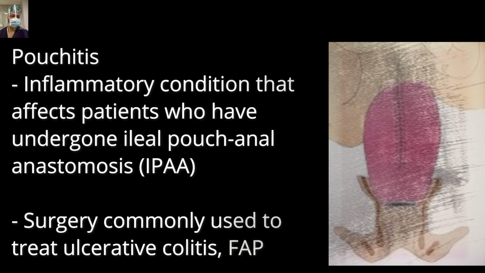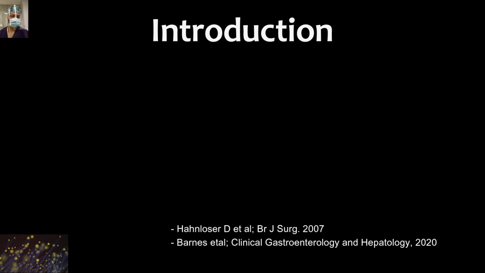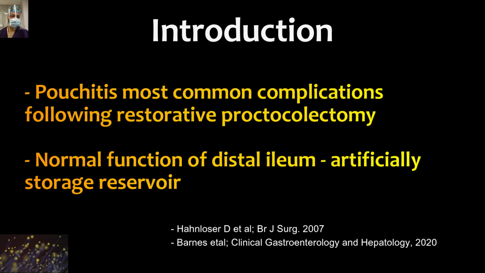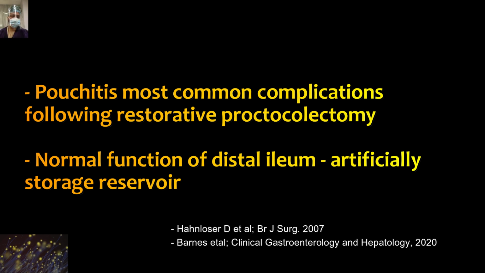As I said, if you are a surgery resident, then you may not deal with many of these cases, but the knowledge about this entity is a must. And if you are dealing with GI cases, or you are a GI surgeon or colorectal surgeon, then you will encounter these cases. So pouchitis is one of the most common complications following restorative proctocolectomy, where we are not giving a stoma. We have removed the total colon and rectum, and then we have made a pouch, restoring the normal function. So the normal function of the distal ileum is converted artificially into a storage reservoir.